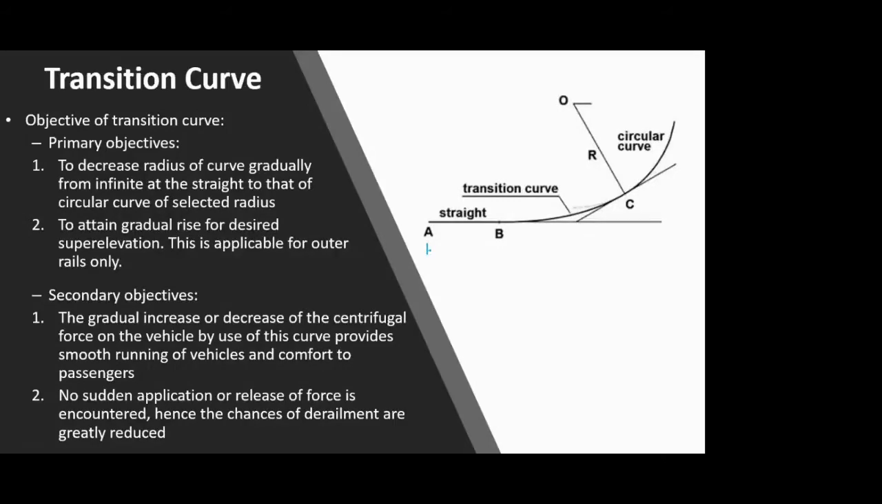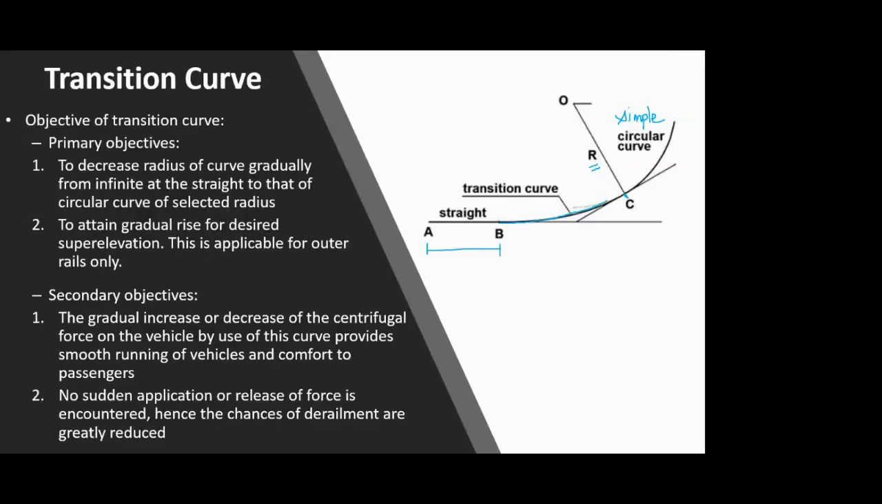So you have a straight section, A to B is a straight section, and from point C onwards, you are having the actual circular curve or a simple curve. But directly you cannot join, or you cannot place this point C over point B. Okay, in that case it will be an abrupt curve. So you have to change the radius from infinity to R. That is done by this transition curve that you can see here.